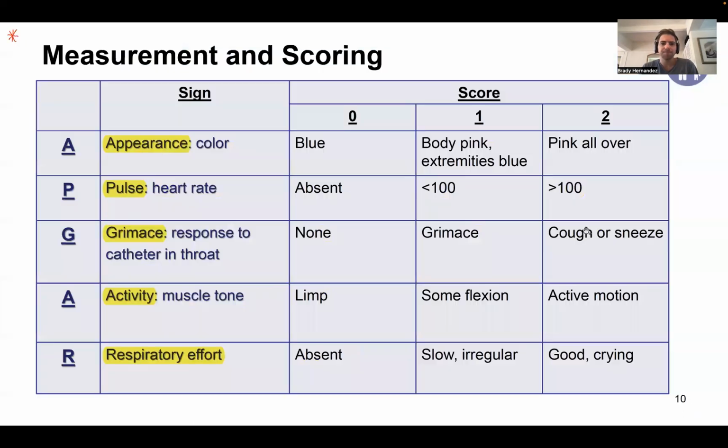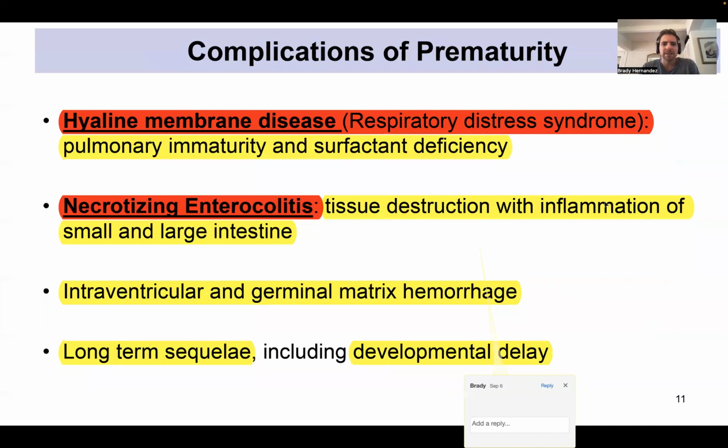Okay. APGAR score, I think this is more for your OSCE than for this test. Okay, so hyaline membrane disease, respiratory distress. If the baby is born prematurely, you don't have enough surfactant. Okay, so that's a big problem there. If you know you have to deliver the baby prematurely, you can give the mother glucocorticoids or corticosteroids, and that will help to stimulate surfactant production. Okay, so if you can do that preemptively, that'll help with this respiratory distress syndrome.